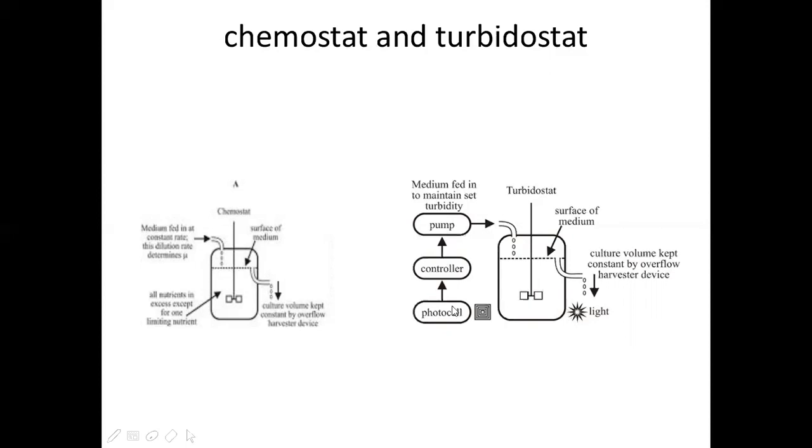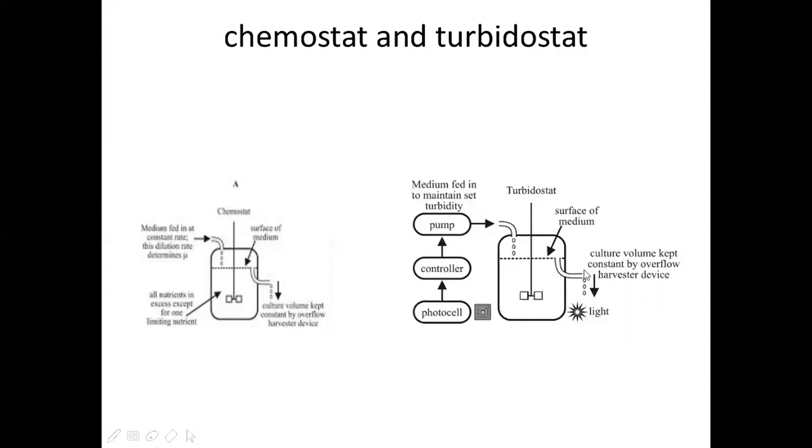This will be checking the photocell is there. Photocell will check the turbidity, and there will be a pump which feeds the nutrients or cells into the fermenter. This pump will be controlled by a photocell. Based on the turbidity, it will decide whether to add cells or whether to add medium, right?